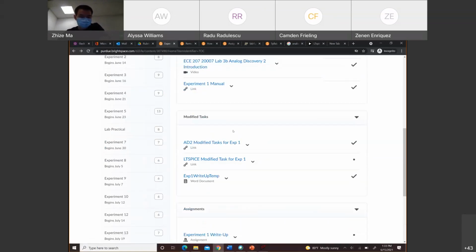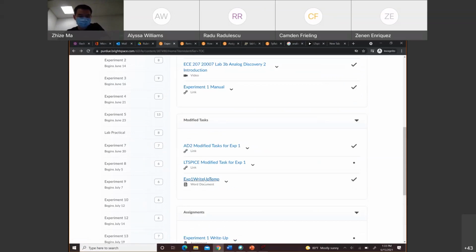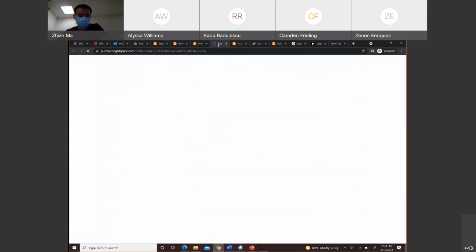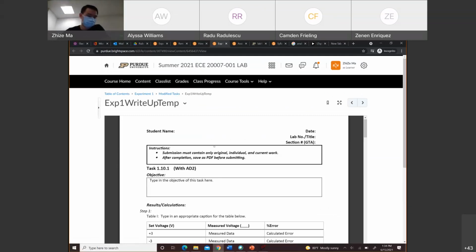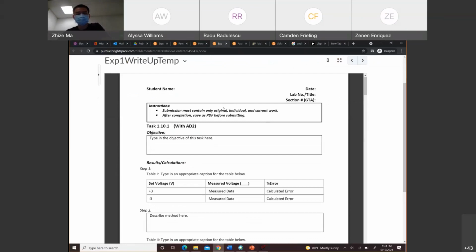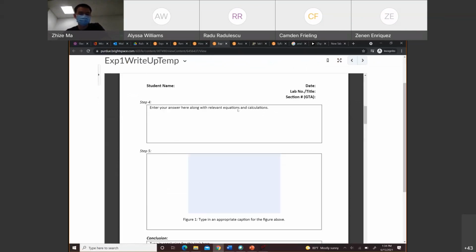Let's see, and then in here there is a template for the Lab 1 write-up. So you can follow this template for Lab 1. We only provide the template for the first lab, then you should do something similar in your future write-ups. So this is Lab 1.